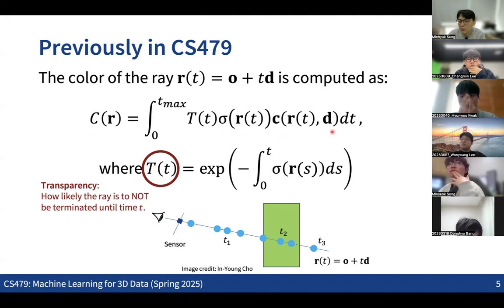So the question is how we are going to implement this using Python code. We know that the opacity and radiance functions are neural nets. So we can query points and viewpoint information, and get the opacity and radiance information. But how can you take the integral with these neural net functions? This is the problem in terms of implementation.